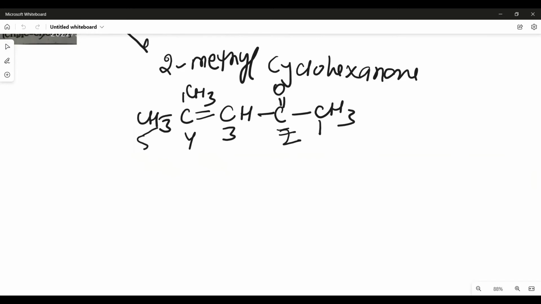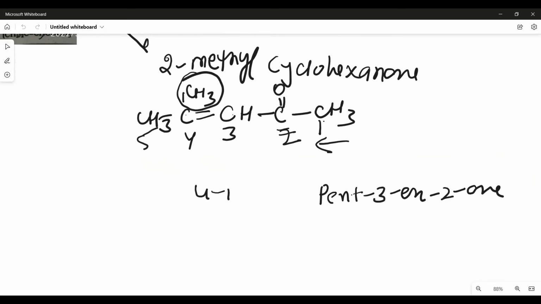अगर हम इधर से start करेंगे तो 1, 2, 3 and 4 position आएगा. So the right way to number: the principal functional group should get the lowest number. So now what will be there? 1, 2, 3, 4. The third position पे double bond है. That means pent. We can't write pentane, so we will write pent. Then 3 in 2 on. ये हो गया parent chain. And at the fourth position there is methyl group, so it will become 4-methyl pent 3 in 2 on.